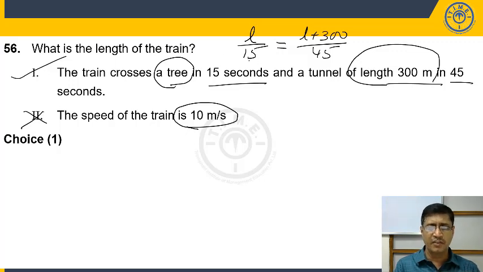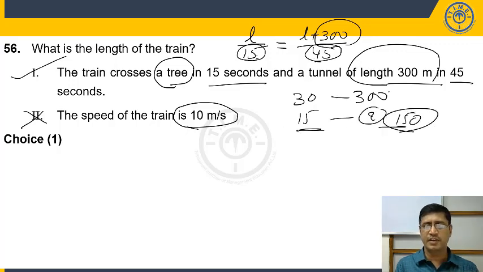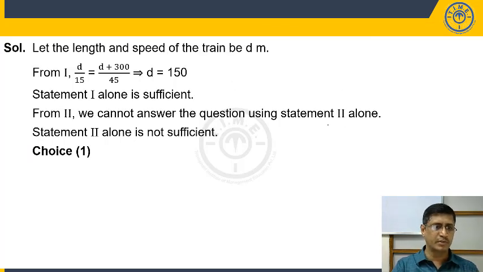My dear students, how do we get the answer for the first question? The first statement is very simple. If you observe the variation in the timing, it is 30 seconds. In 30 seconds, it is crossing a 300-meter-long object. Means in 15 seconds, it will cross 150. So what is the length of the train? It is 150. Am I clear? Now look at the next example.